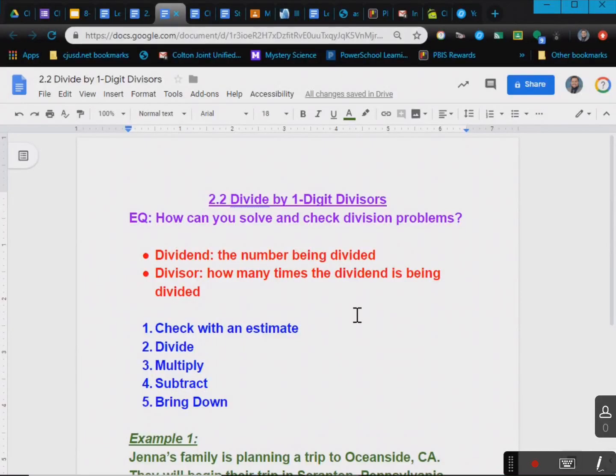This is going to be the same type of problem solving as in 2.1, and basically the essential question is how can you solve and check division problems? So I want to go over some vocabulary that you might not be aware of.